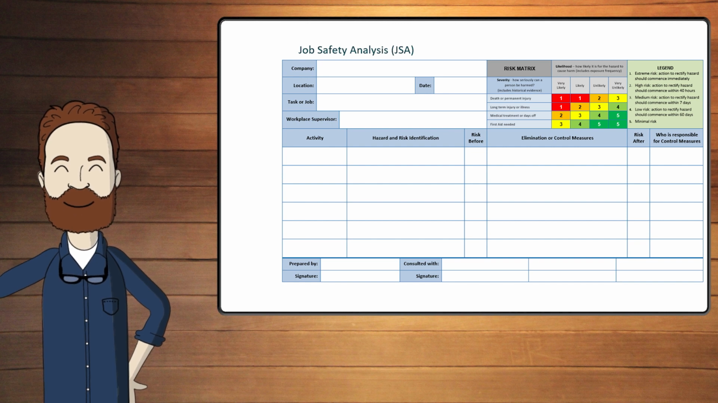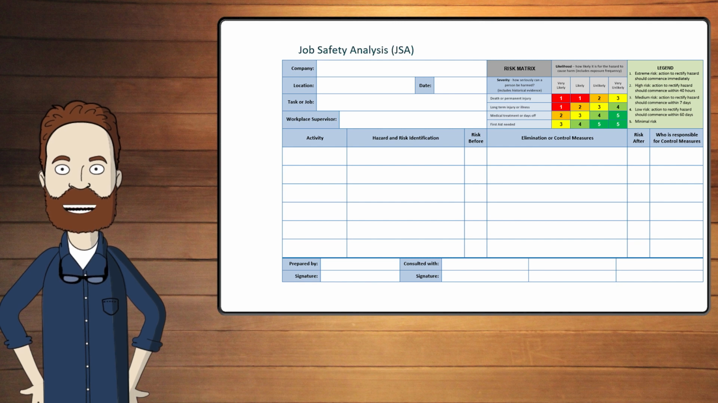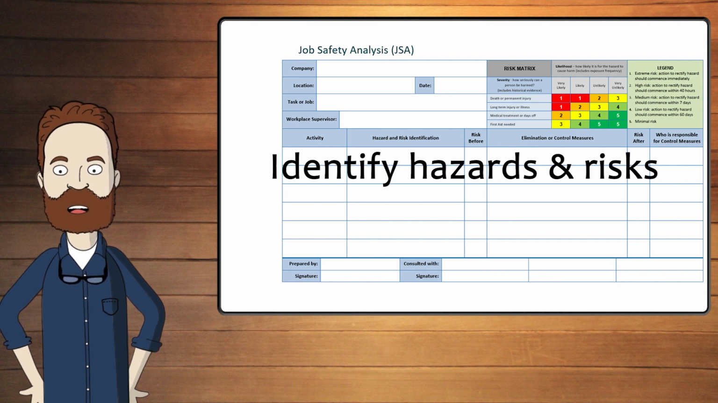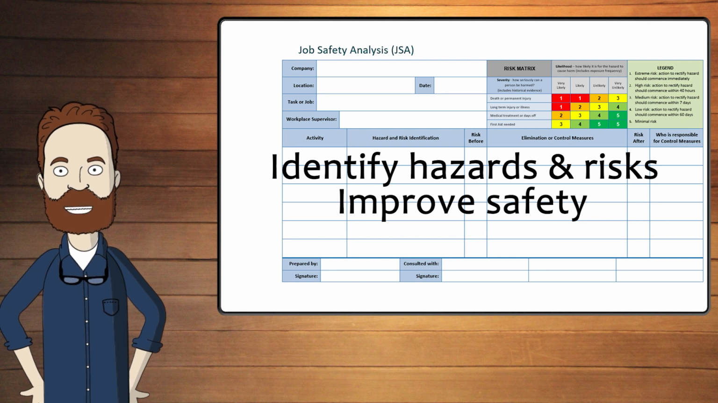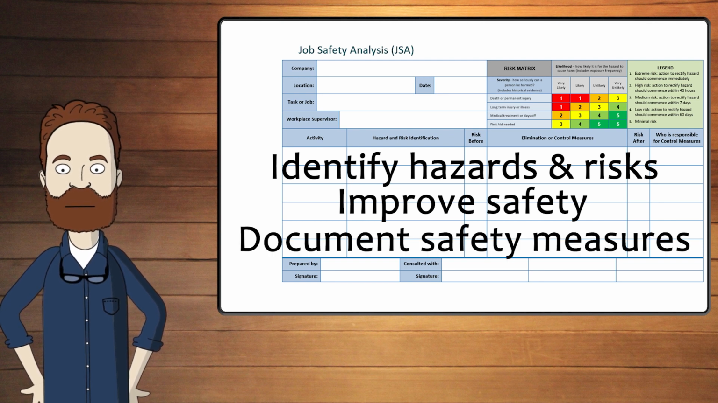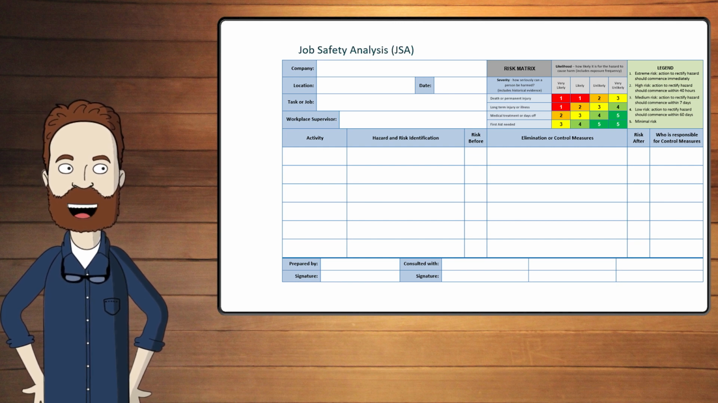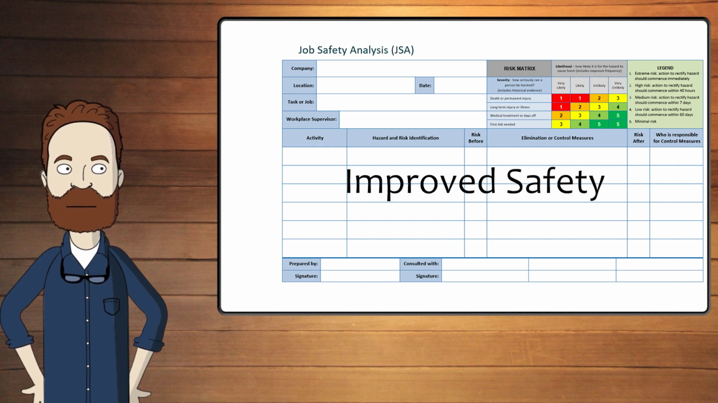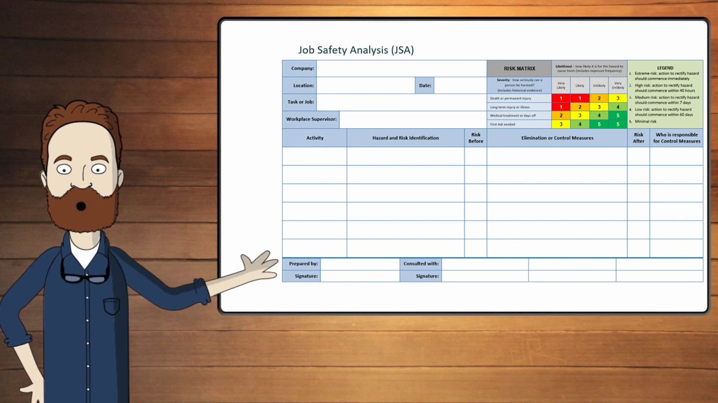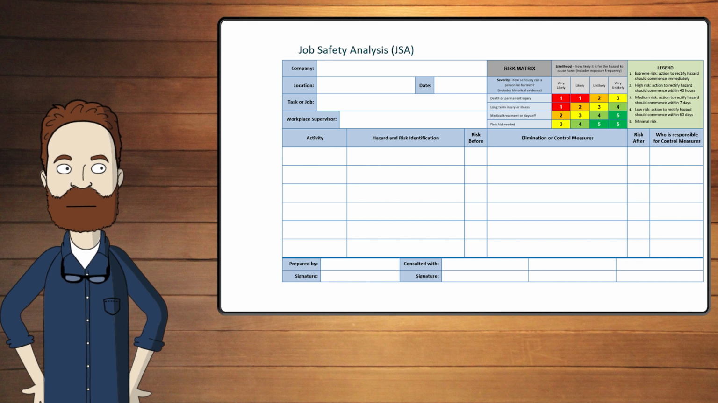Hi, I'm Mark. A job safety analysis, or JSA, is a method used in many workplaces to identify hazards and risks, improve safety, and document safety measures. There may be different types of risk assessment used in different workplaces, but they all attempt to achieve the same thing: improved safety. The form may look complicated, but it's really quite easy to complete. It is broken down into a number of areas and you just complete one area at a time.